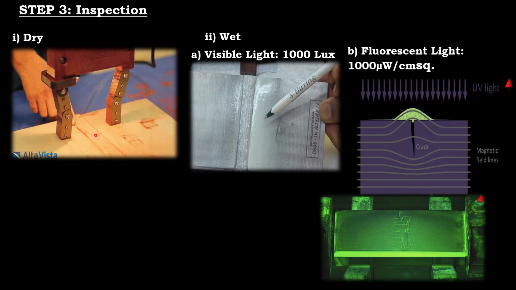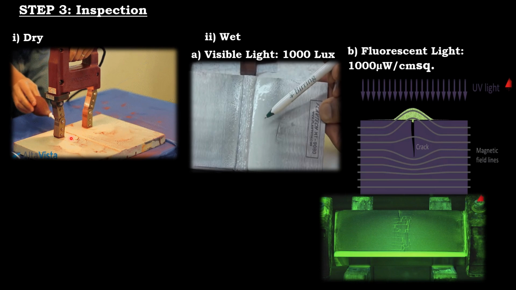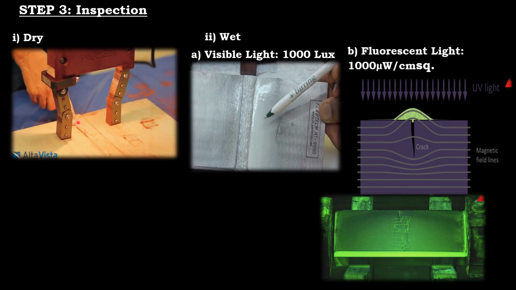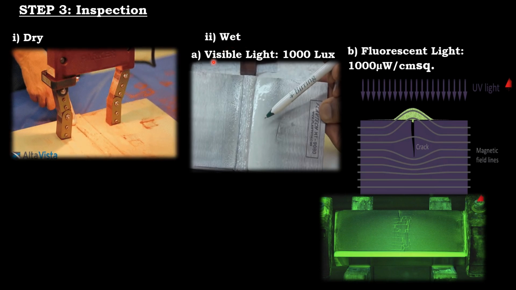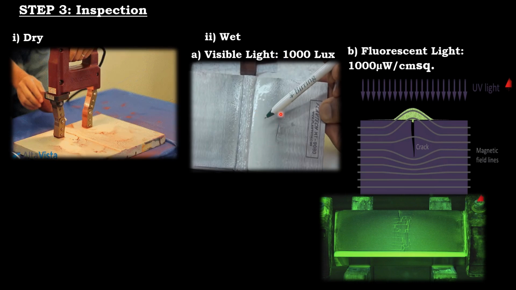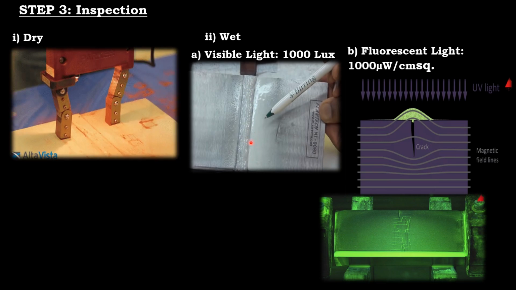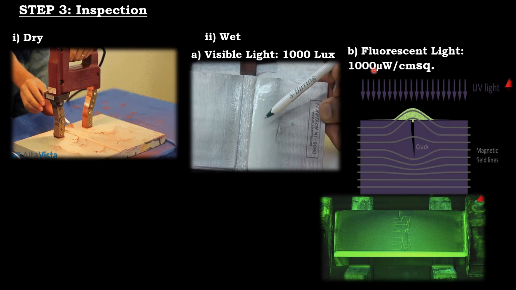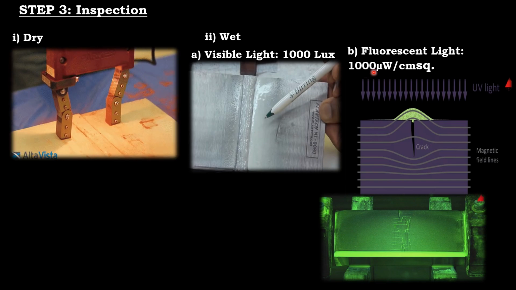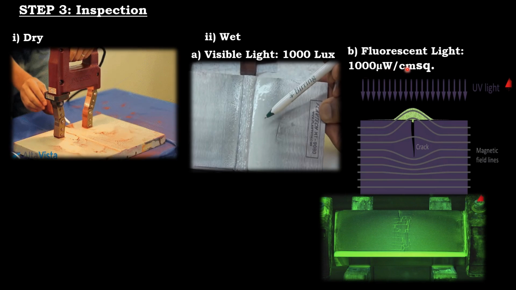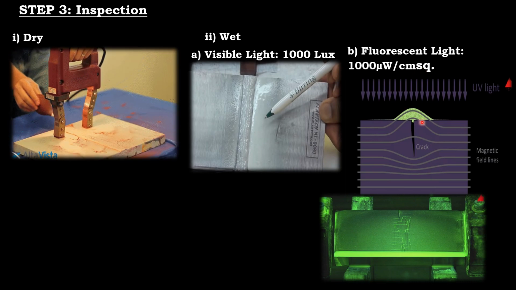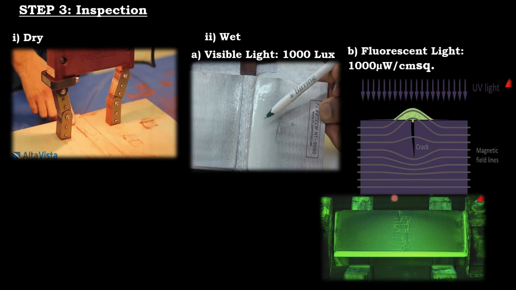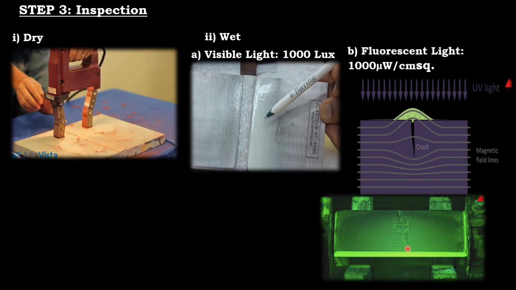And here you see the crack. And here you see the clustering of magnetic particles, and thus you can say that there is a crack on your cast product. Whereas in the case of wet or suspension of ferromagnetic particles, you use a visible light of 1000 lux minimum, and then you find out the cracks here and here and here. In the case of fluorescent light, you need a light intensity of 1000 microwatt per centimeter square, wherein you apply a UV light on top of the surface and then dim the surrounding light, and this is what you see. And here you see the cracks.